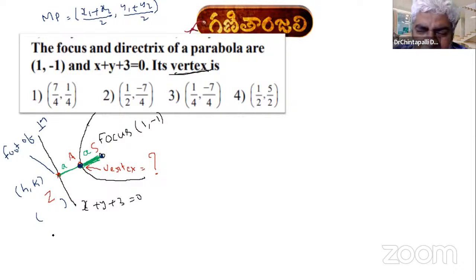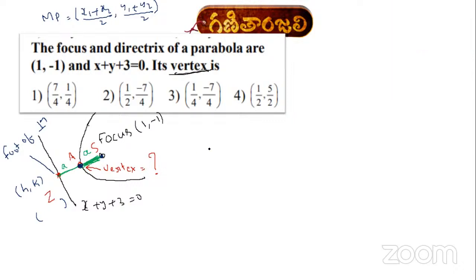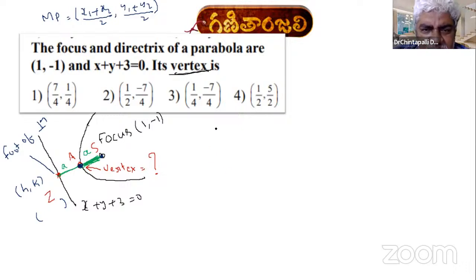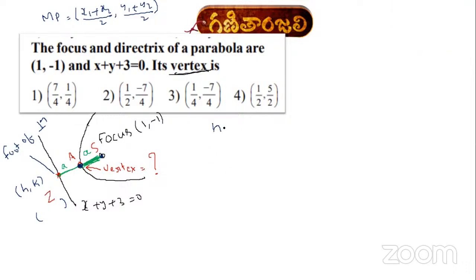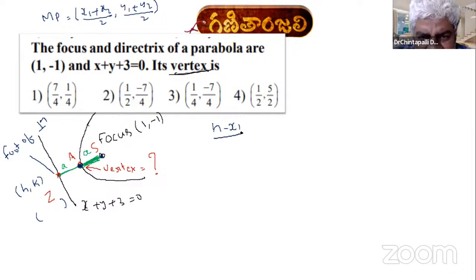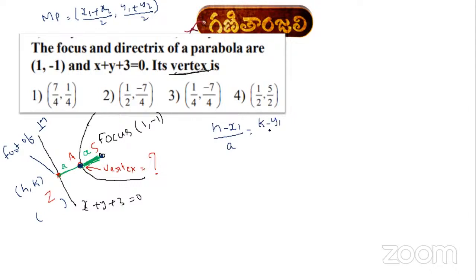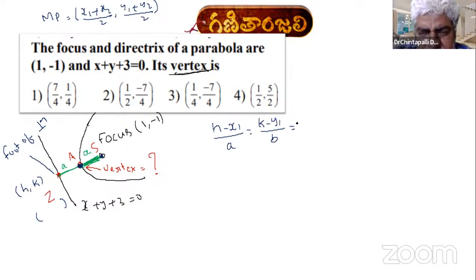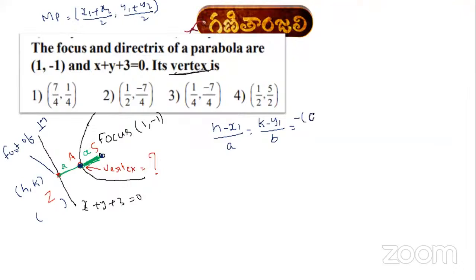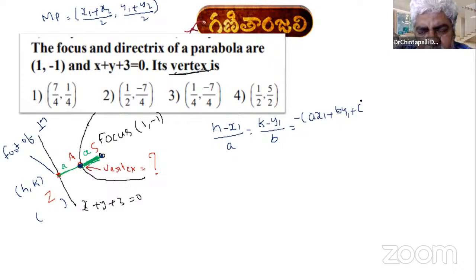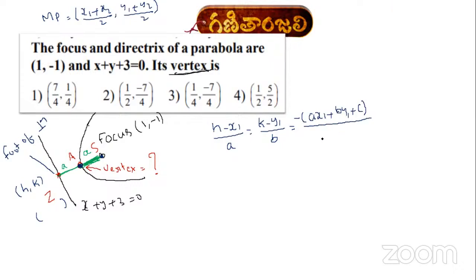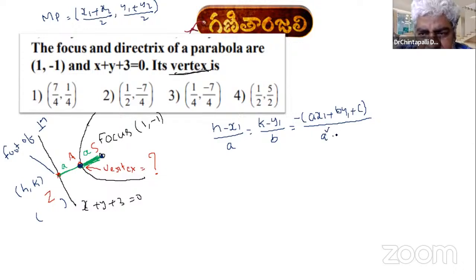Who will tell the foot of perpendicular formula? h minus x1 by a, equals k minus y1 by b, equals minus of (a x1 plus b y1 plus c) whole by a square plus b square. Tanika, I will explain this formula to you later. But now substitute values.